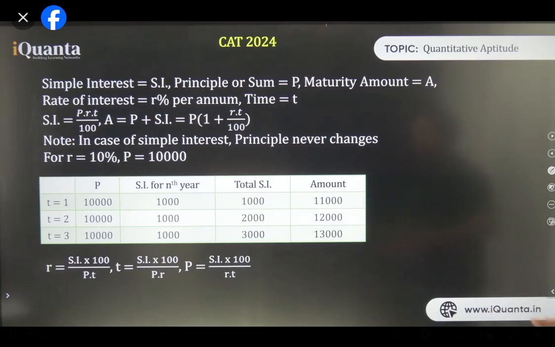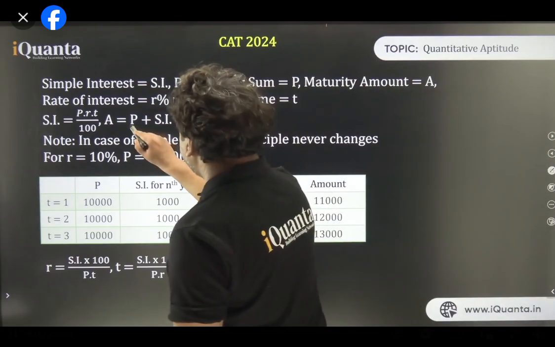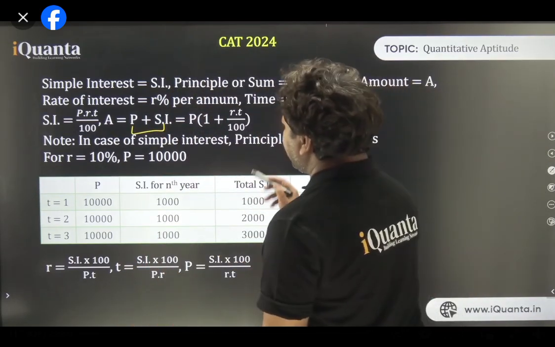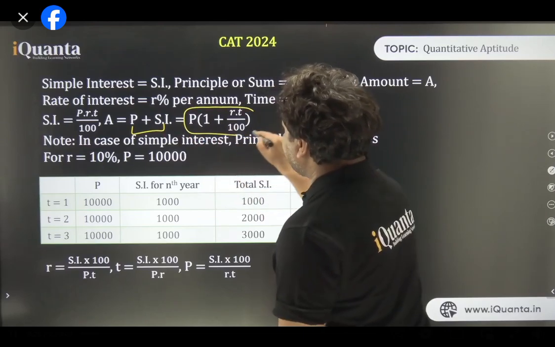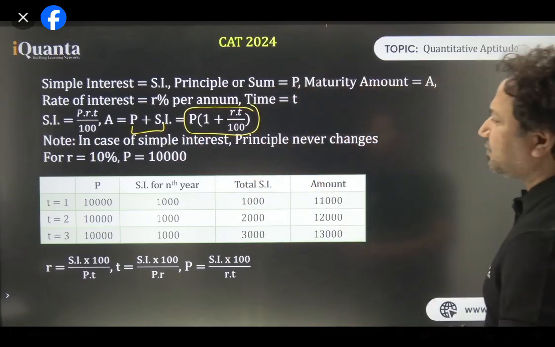So SI is PRT upon 100, maturity amount nothing but principal plus the simple interest. Again, it is commonsensical. And if I take P common, in the bracket I'll be having 1 plus RT upon 100. I hope you understand this part.